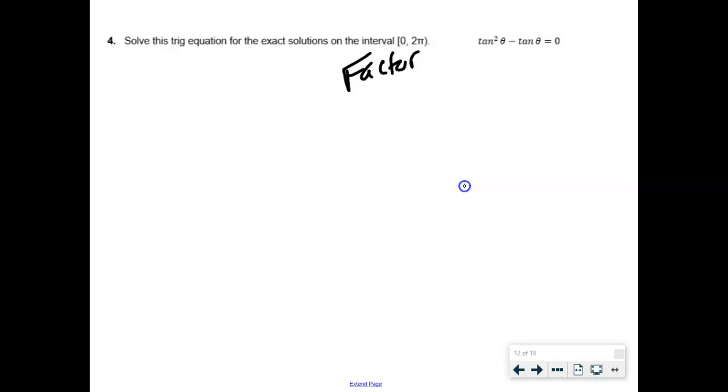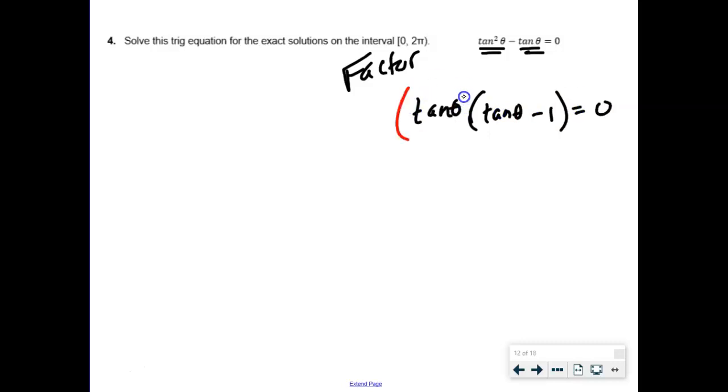Do you know what I mean by factor on number 4? It's not your typical trinomial. Yeah, the factoring out kind of a thing. So take out a tangent term. And that would leave you with, oops, why am I writing x's instead of thetas? So tangent of theta times tangent of theta, and then you'll have a -1 right there when you factor out that tangent. So now, yes, this is factored.